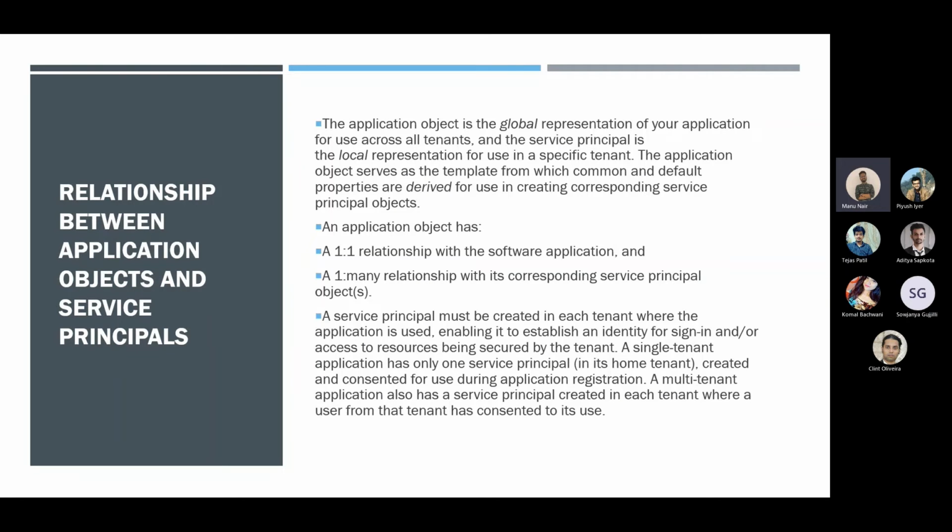Now let's try to understand the relation between the application object and the service principal object. The application object is a global representation, which is totally unique when you create that app in your home tenant. But the service principal is a local representation. So let's say one app is created, it will be unique all over your tenant, in a single tenant, as well as when it is used in multiple tenants, because the application object is unique.